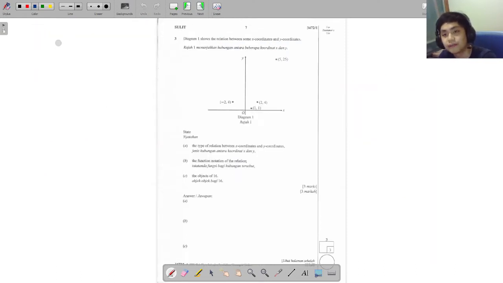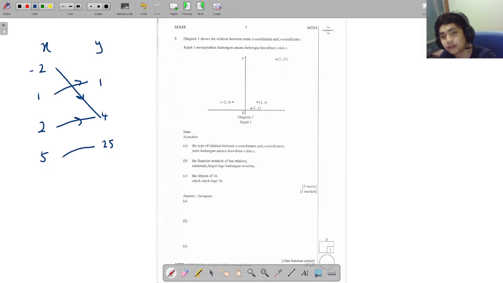So question 3, the diagram shows some relation between the x and y coordinates. State the type of relation between the x and y coordinates. So I'm just going to put down all of the x and y coordinates here. The x coordinates are negative 2, 1, 2, and 5, and the y coordinates are 1, 4, and 25. So negative 2 is attached to 4, 1 is attached to 1, 2 is attached to 4, and 5 is attached to 25. So we can see that there is more than one object that goes to one image, so we can call it a many to one relation.